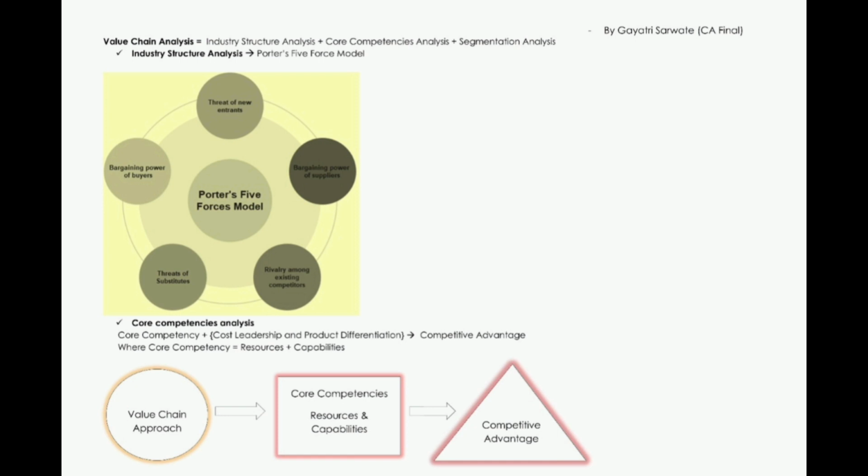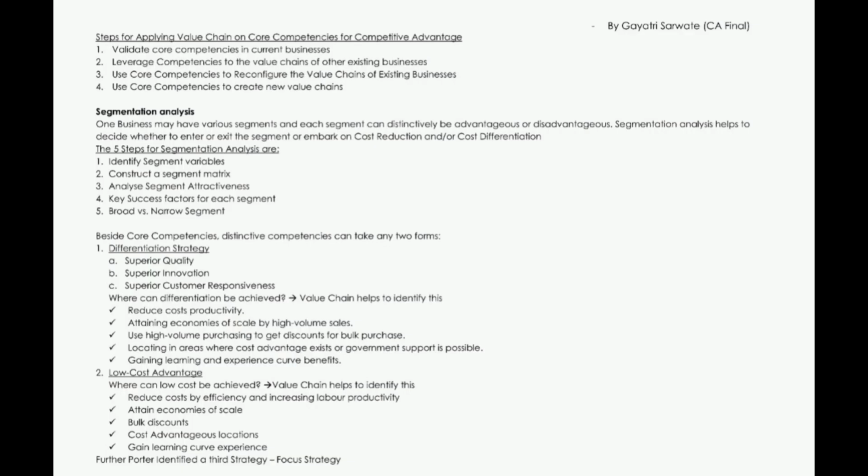The simple answer to this is by applying the value chain approach. When we apply this value chain approach on core competencies, we get competitive advantage. That's the link. Now we do this in 4 steps. First, validate core competencies in the current business. Second, leverage competencies to the value chain of the other existing business. Third, use core competencies to reconfigure the value chains of the existing business. And then the fourth one is use these core competencies to create new value chains.